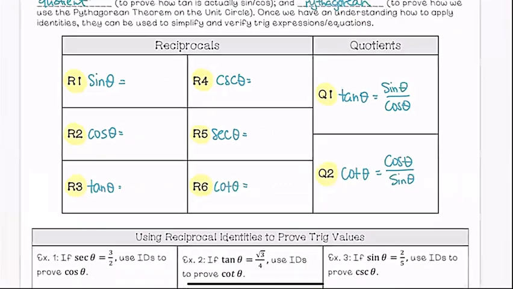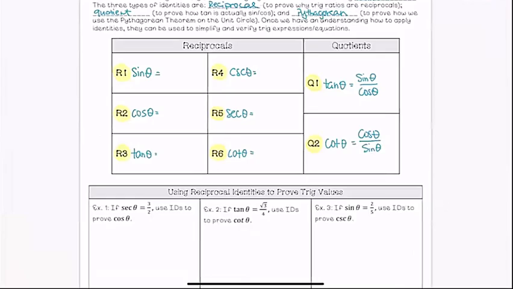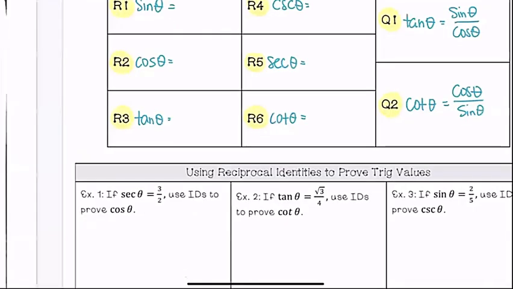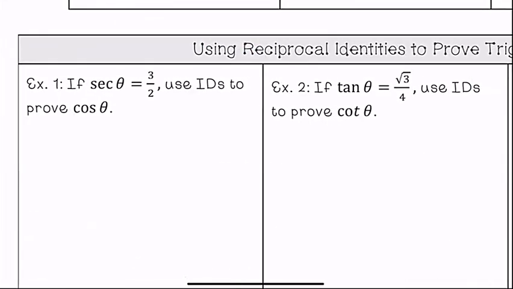Goody. Okay, let's give it a go. We'll do 1, 2, 3. You'll try 4, 5, 6. Number 1 says, if the secant of theta equals 3 over 2, use identities to prove the cosine of theta. You should already know the answer to this. Secant and cosine are reciprocals, so you just flip it over. So if secant is 3 over 2, cosine is 2 over 3. So we already know the answer. The answer is going to be 2/3. We want to prove why or how the answer is 2/3. That's the goal here. And we'll do that by looking at what is cosine.